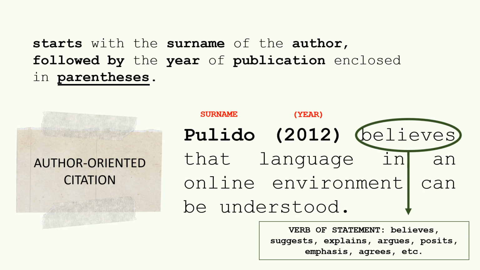It's also a signpost to give a signal that these ideas, or the following ideas, were not our own, but of the authors that we have mentioned in the year when they published their works. Alright? So it could be believe, suggest, explain, argues, posits, emphasizes, agrees, or other terms like mentions, okay? Or verbs of statement that would really give your readers the idea that the ideas were not originally yours.